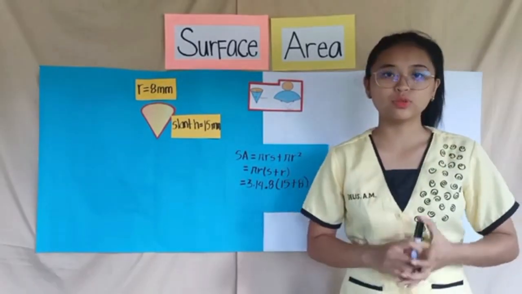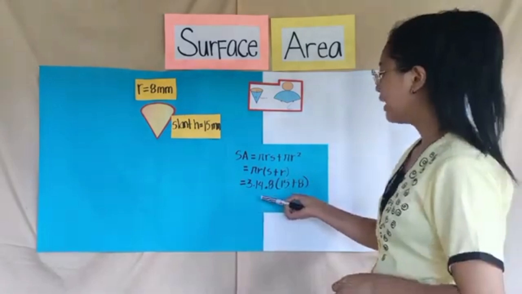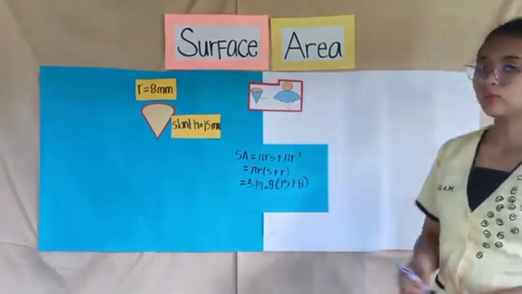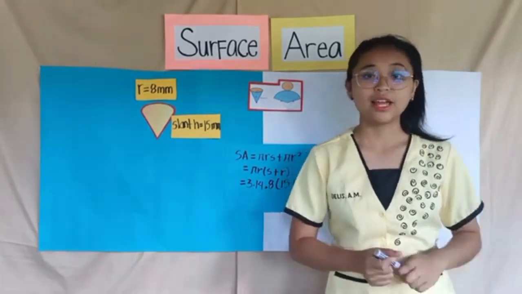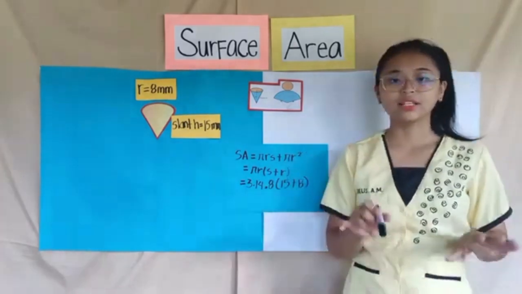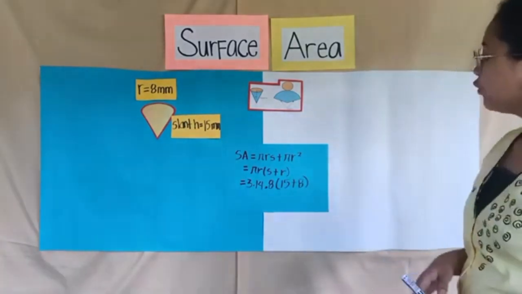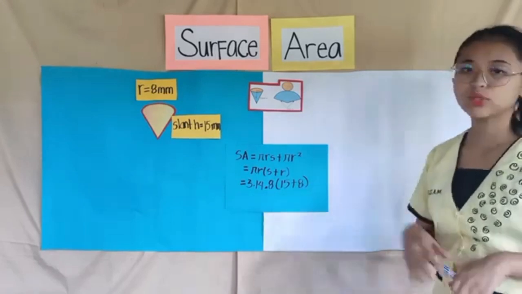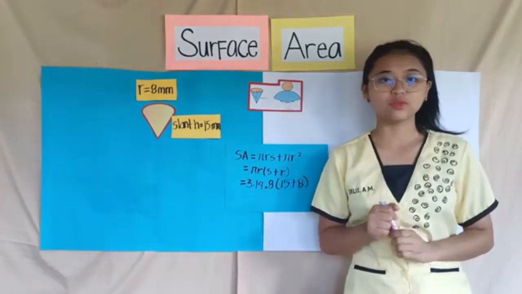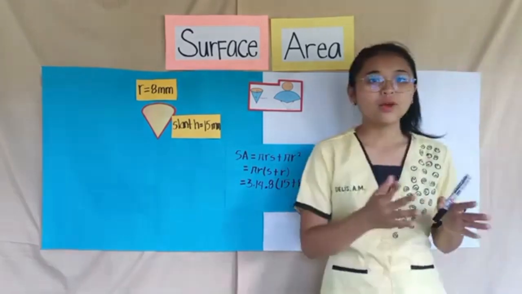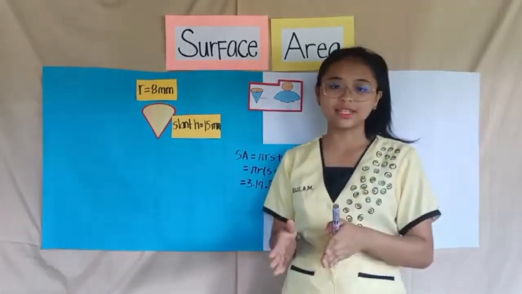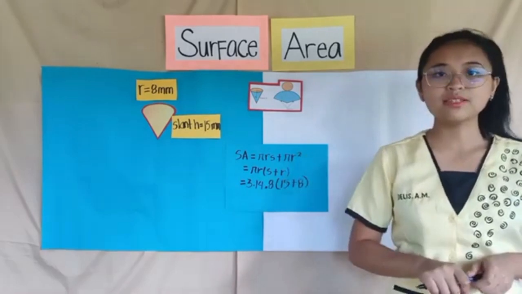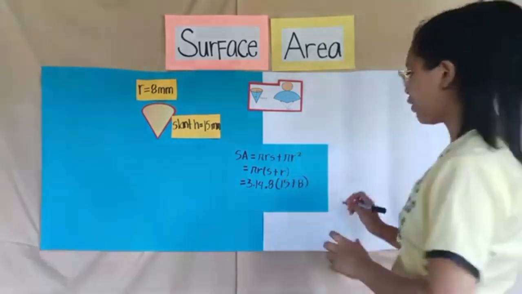The next step we'll do is to multiply 3.14 and 8. Now, 3.14 times 8, what would be the answer? Very good. The answer will be 25.12. Now, if we add these two numbers, which is 15 and 8, what would be the answer? Very good. The answer will be 23. Now, 25.12 times 23 is equal to, very good, the result will be 577.76 millimeters squared.